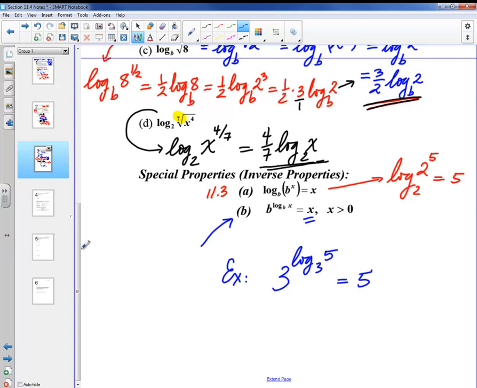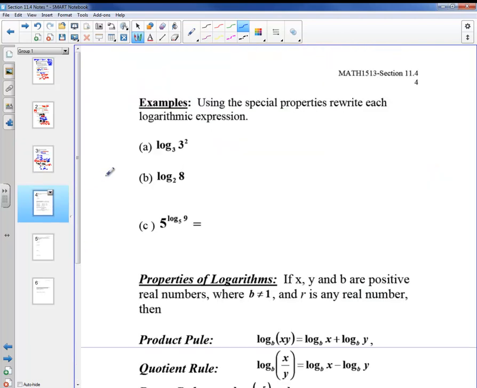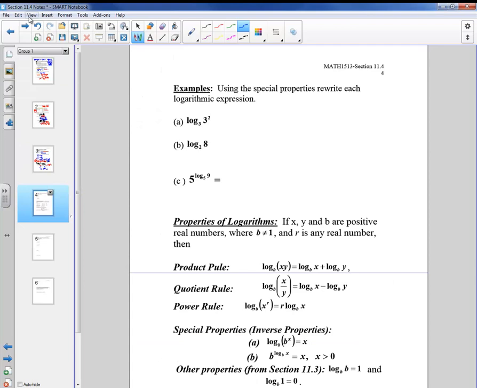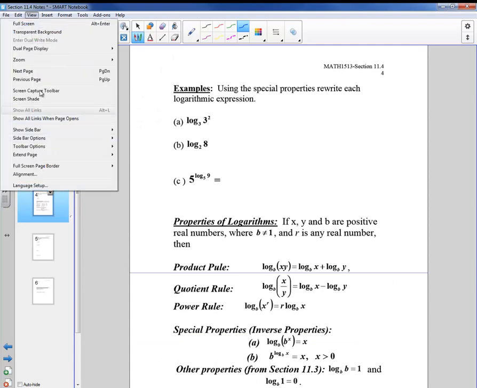Okay, let's look at some more examples of those. And let me go ahead and make this a little bit bigger. Oh, no. Let's see.